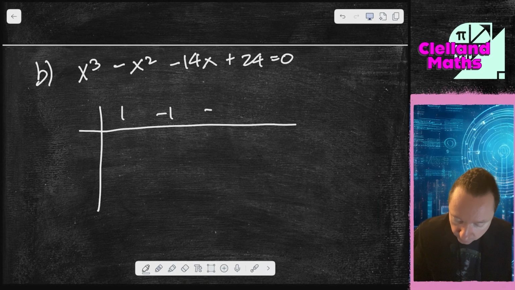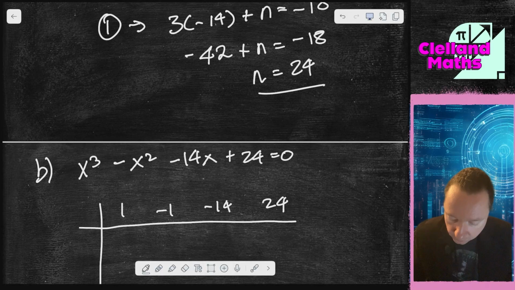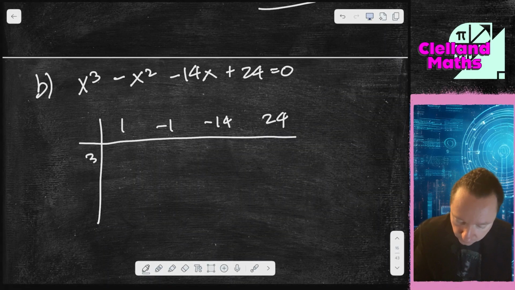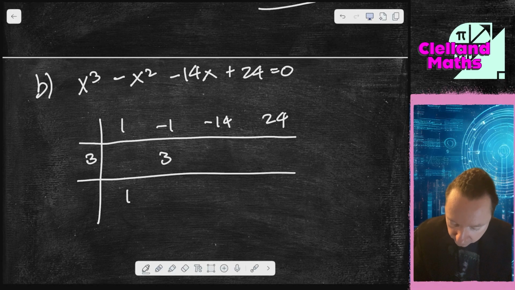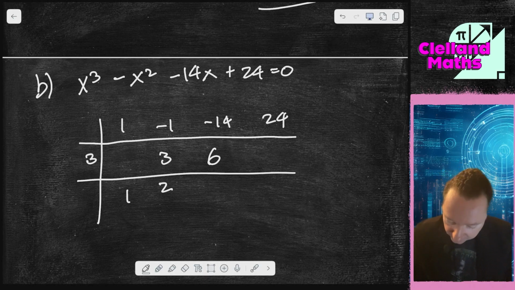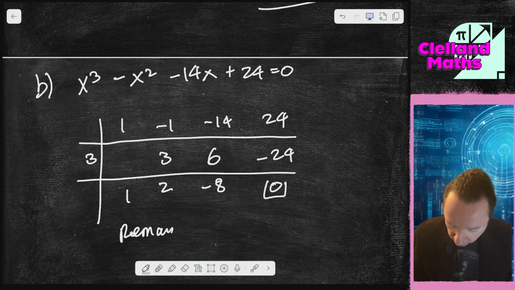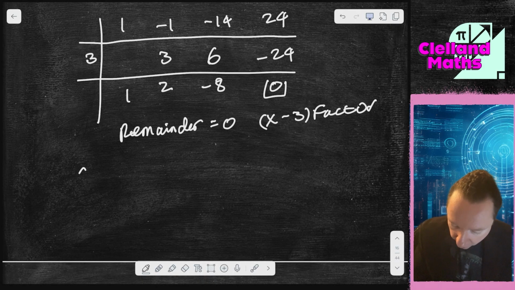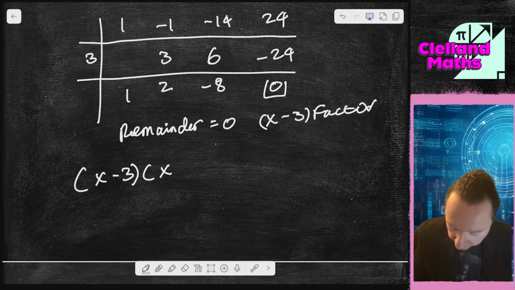So you get 1, minus 1, minus 14, 24. And it was x minus 3, so we're subbing in 3 to get 1, 3, 2, 6. 6 minus 14 is minus 8. 3 8s is 24, but a minus, so we get 0. Remainder 0. You don't need to actually write it because you were told, but we'll just do it anyway. So x minus 3 is a factor. So we've got x minus 3, x squared plus 2x minus 8.